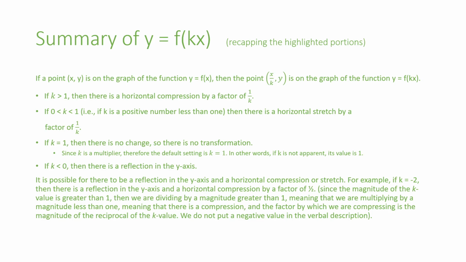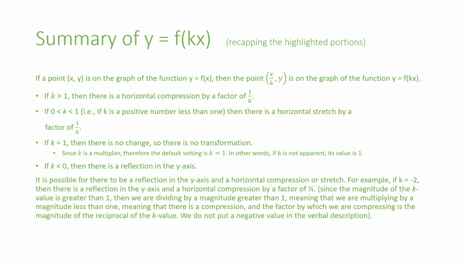So a summary of y equals f of kx would be that when k is greater than 1, there's a horizontal compression by a factor of 1 over k. When k is a number in between 0 and 1, then there's a horizontal stretch by a factor of 1 over k. If k equals 1, there's no change, no transformation. And if k is less than 0, there's a reflection in the y-axis.